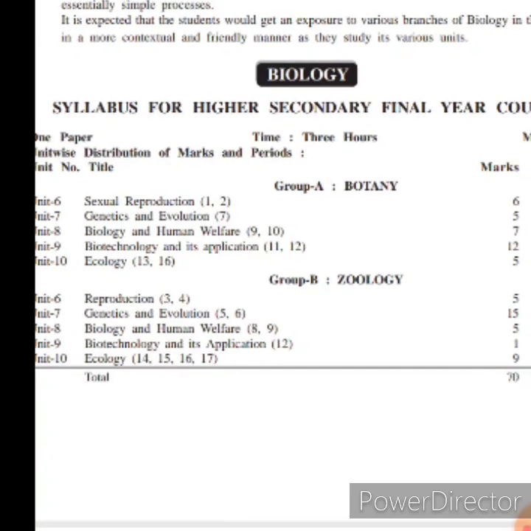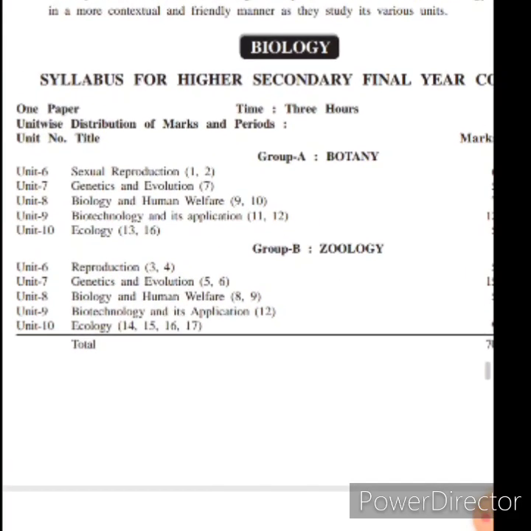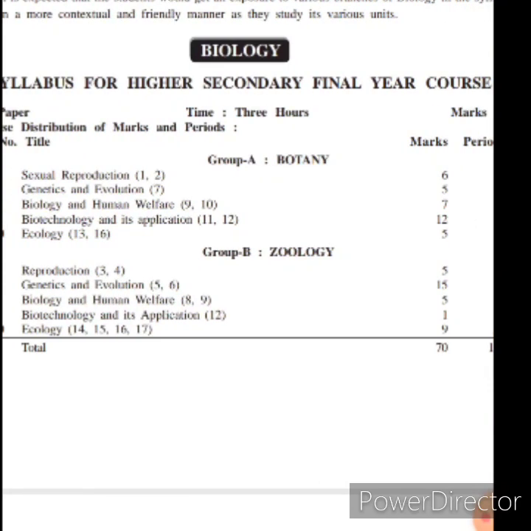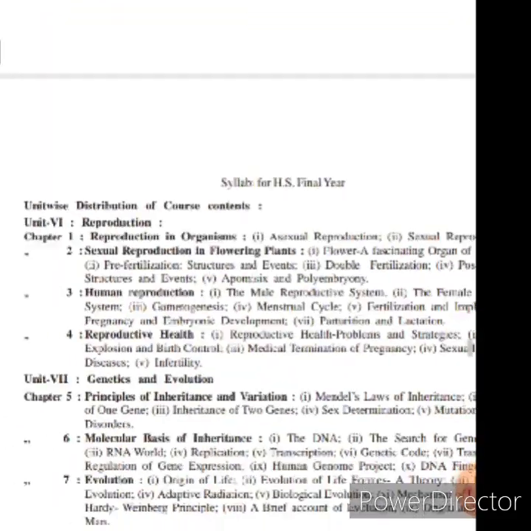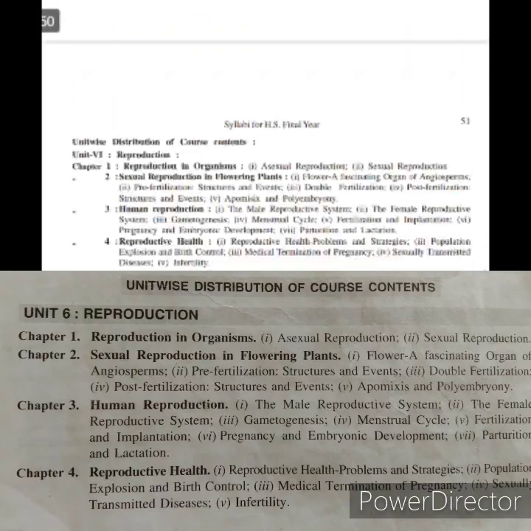After that you go through the whole complexities of biology. Also, the biotechnology and its applications unit, unit 9, carries 13 marks. We will study the whole biotechnology in botany. Next, the most important one is ecology, because it carries almost 15 marks. So we will emphasize this later on. Now I move to the distribution of the course content of your syllabus.